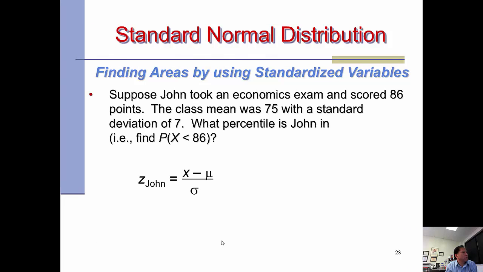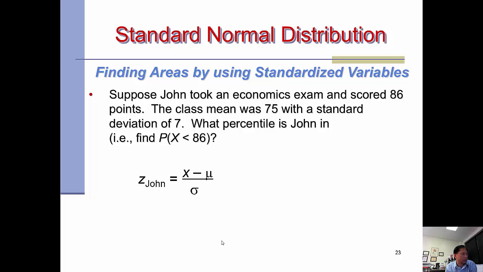Let's look at an example, finding areas by using standardized variables. Suppose the student John took an economics class exam and scored 86 points. The class average was 75, with a standard deviation of 7. What percentile is John in? That is, what is the probability that someone scores less than 86? What is the area there?